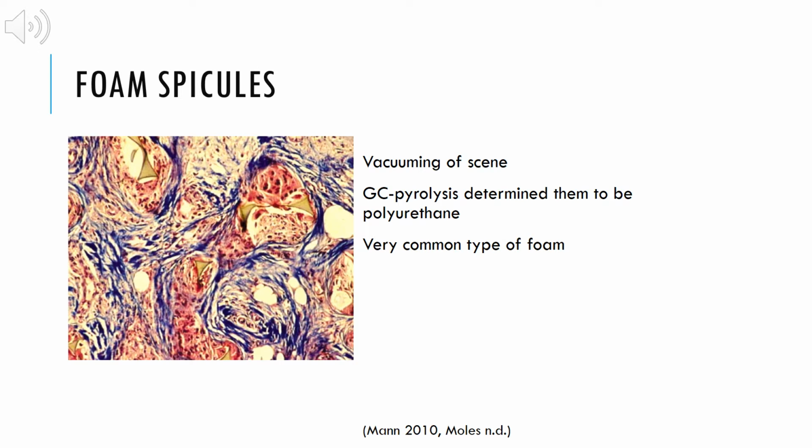Cox noted that the foam particles found at the crime scene were all similar in size and had a star-like appearance. Similar particles were located on Splatt's car coat. Both the evidential spicules and those collected from the coat were sent to Miss Parabik, who carried out gas chromatography pyrolysis. This test determined the particles to be polyurethane, a very common type of foam. She stated there were no dissimilarities between the foam found at the 2 different sources.